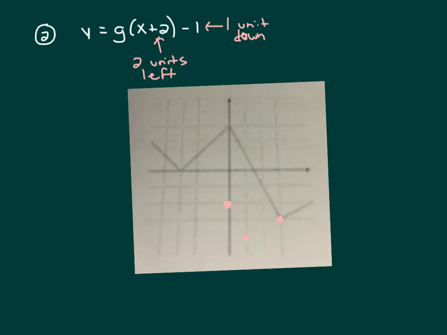And as I keep going, my next point I can see is this one. So 2 to the left, 1 down. We can do it right here, 2 to the left, 1 down. And then it looks like after this, I'm going to be falling off the graph, so I'm not really going to be able to do any more of these. So I'm just going to connect what I have, and I will label that as y equals g of x plus 2 minus 1.